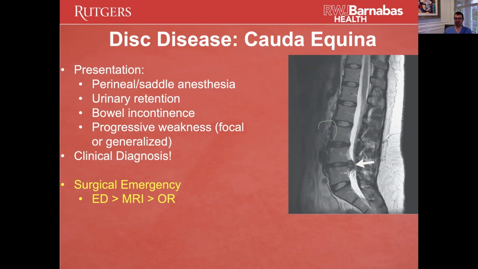The emergency department will often mislead you and confuse that. Bowel incontinence, and then progressive weakness, which could be focal or generalized. This is absolutely a clinical diagnosis. It's something you should be able to establish without imaging. And this is a surgical emergency. So once it's clinically suspected, the MRI becomes a hyperstat MRI. Then if you see this on the MRI, then you go straight to the OR for the decompression.